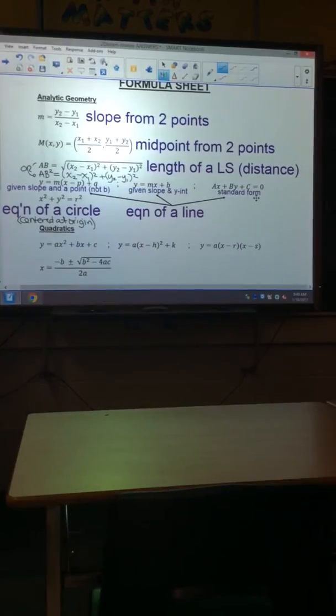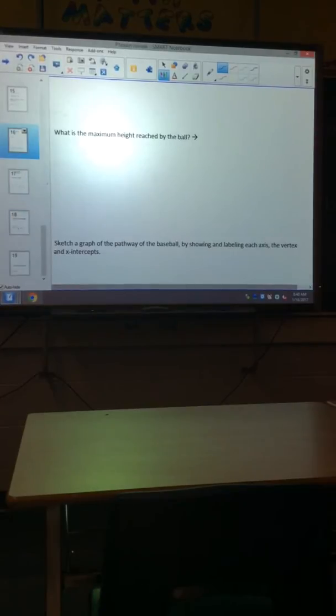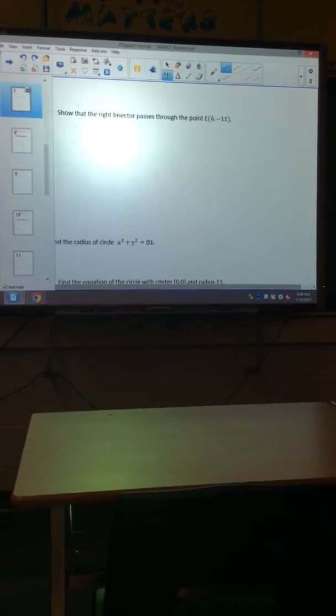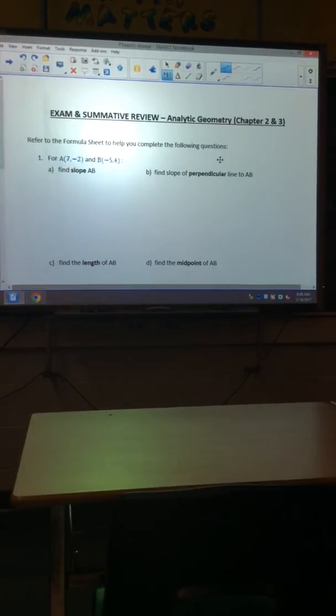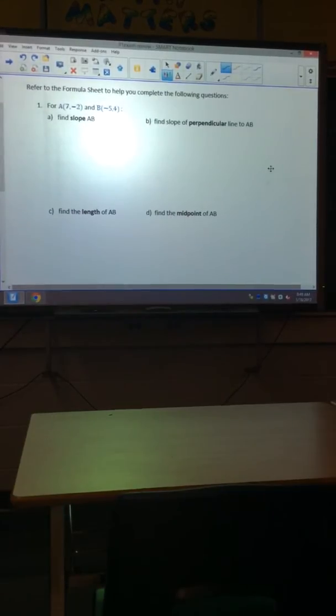Good stuff. All right, so let's take a look at our first and second pages of the analytic geometry section. Couple quick examples. I think I might have you guys try them on your own, and then we'll take them up together. So if you look at the first question here, these are just the basic ones. Find the slope, find the slope of a perpendicular line, the length, and the midpoint. I want you guys to take a few minutes to try question number 1 right now. Try it on your own, and we'll take it up together.